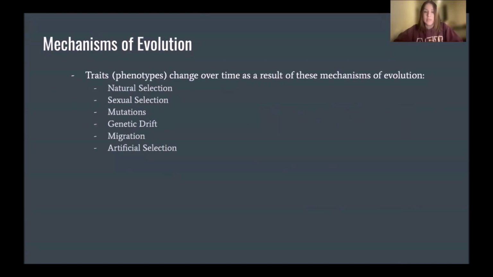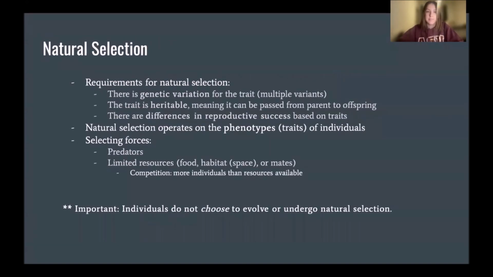There are different mechanisms of evolution, and these involve natural selection, sexual selection, mutations, genetic drift, migration, and artificial selection. So there are different requirements for natural selection. The first one is that there is genetic variation for the trait. And so if there's no genetic variation, the population would remain stagnant with its traits, and no traits would be favored over the others. They would all be the same. So this wouldn't be natural selection.